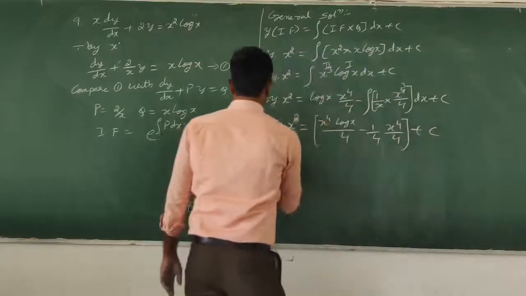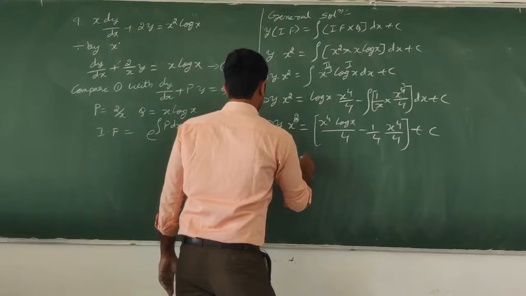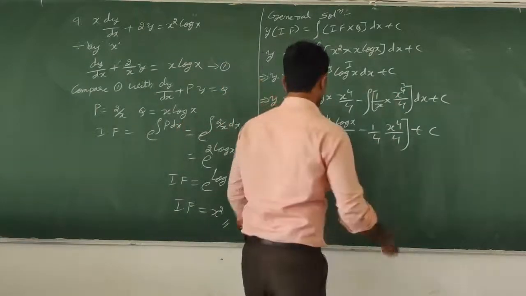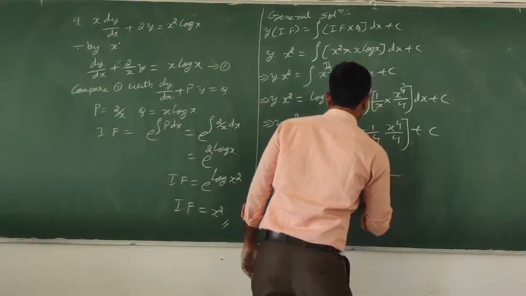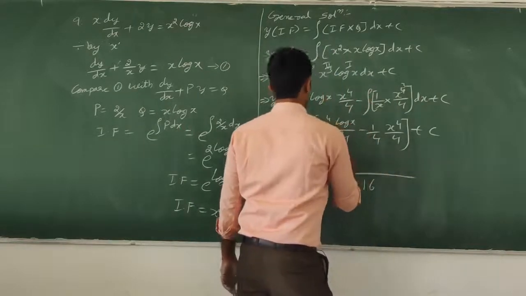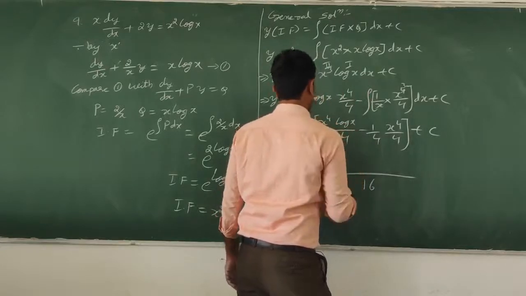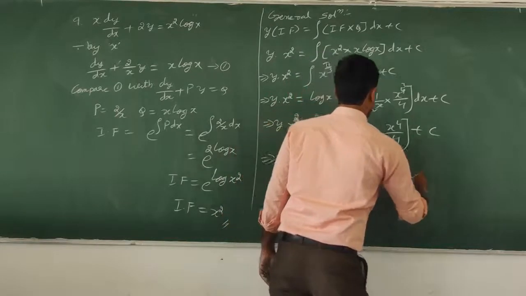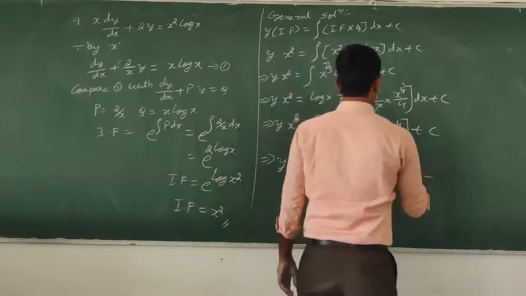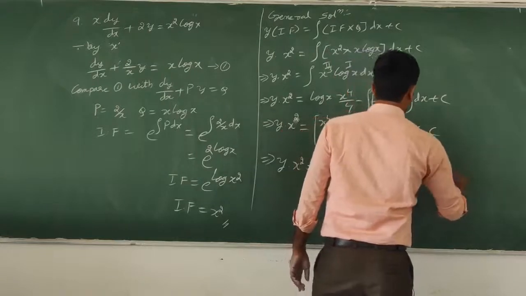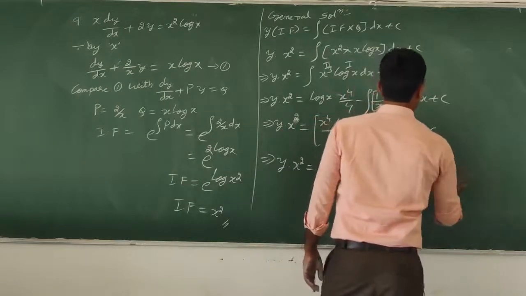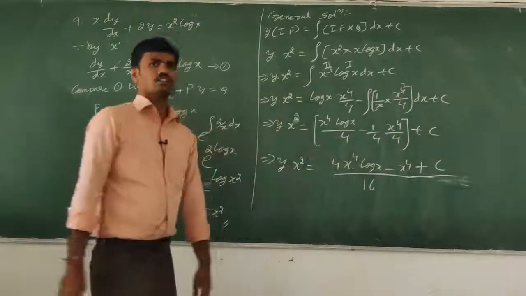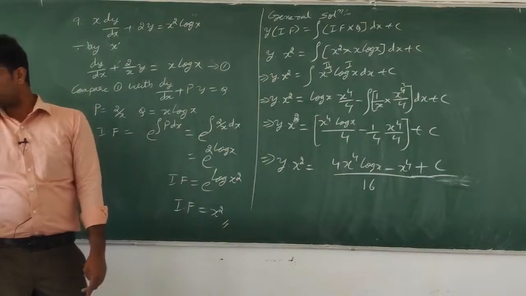Now this implies y into x square is equal to, 4 4s are 16, here 4 is there, so the LCM is 16. Then 4 4s are 16, what happens is the first term becomes 4 into x to the power 4 log x minus, 16 cancels, 1 into x to the power 4 is x to the power 4 plus c. Or we can write this as c, because constant into constant is again a constant.